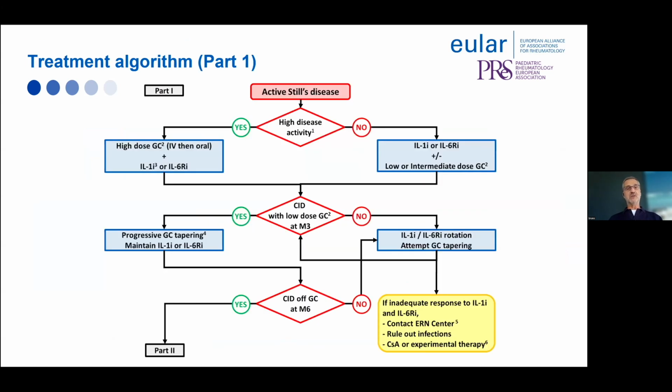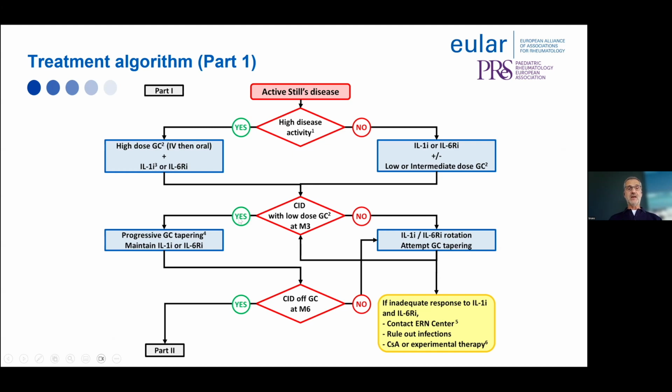And to simplify things, we did a decision tree where you have the disease, you look at the level of disease activity. If the disease activity is very high, high dose glucocorticoid will be needed. But as soon as the diagnosis is confirmed, then you can go with IL-1 or IL-6 inhibitors. If the disease activity is milder, there is a possibility to only use IL-1 or IL-6 inhibitors and to use a lower dose of glucocorticoid, or for some patients, no glucocorticoid. Then we want to achieve clinically inactive disease with low dose glucocorticoid.